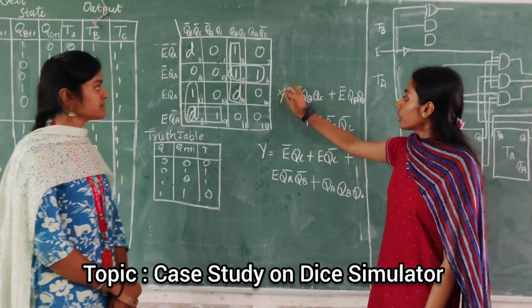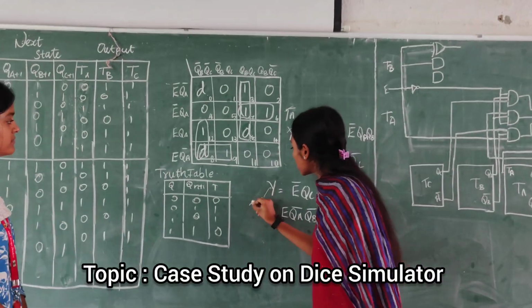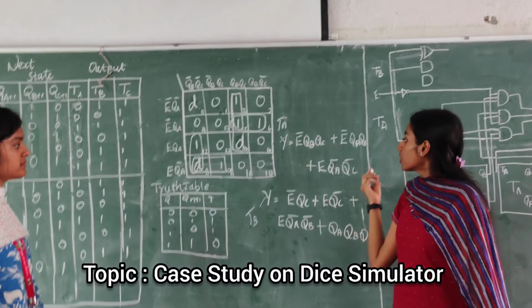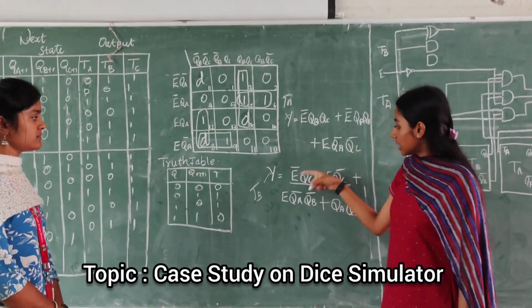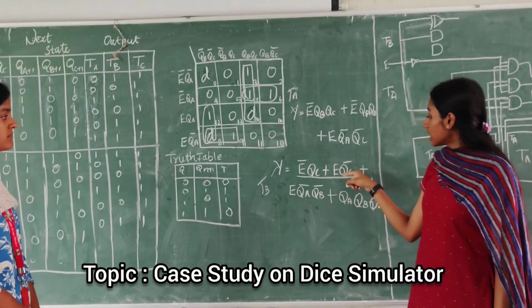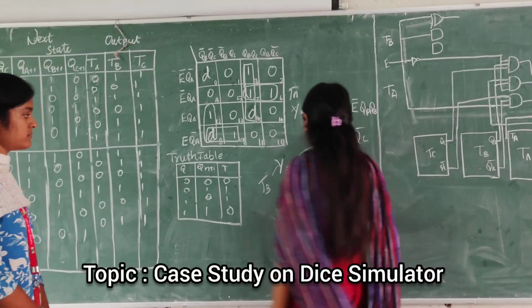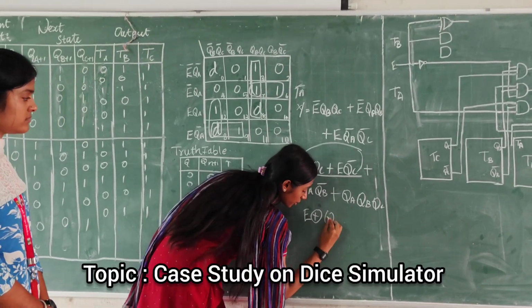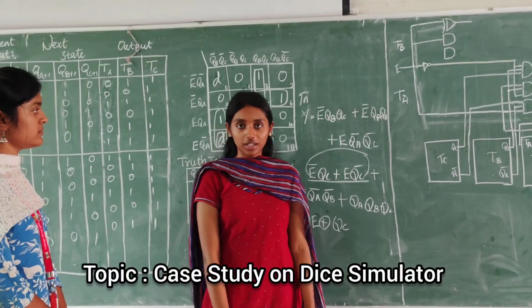We have derived two equations, TA and TB, from the K-maps. Here we can see there is E bar QC plus E Q bar C, so we can rewrite this as E complement of Q bar C. Next we can move to the logic gates.